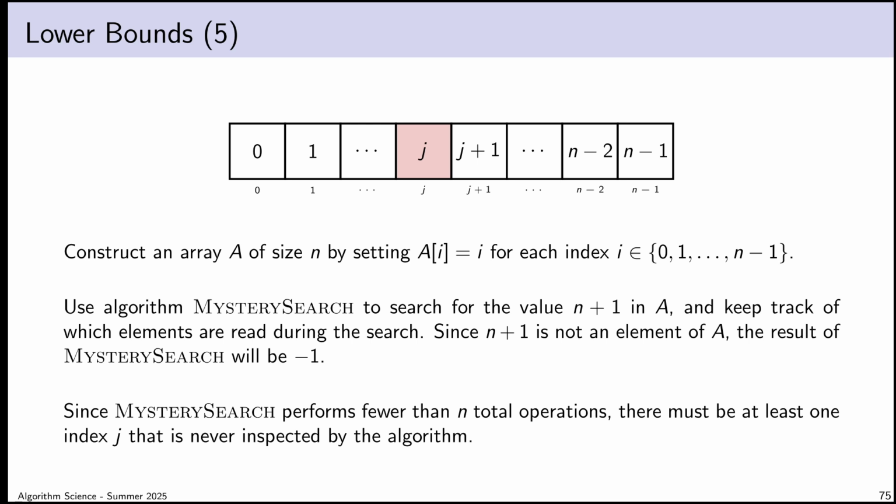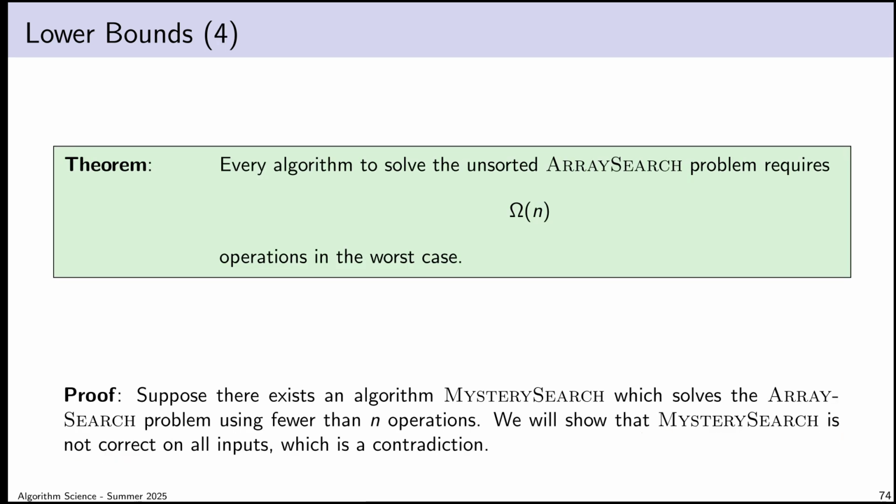All right, so suppose you give me this magical algorithm mystery search. One thing that's very critical in proofs like this is that I am not allowed to assume literally anything about what this algorithm does besides what is stated right here, that it solves the array search problem and uses less than n operations.